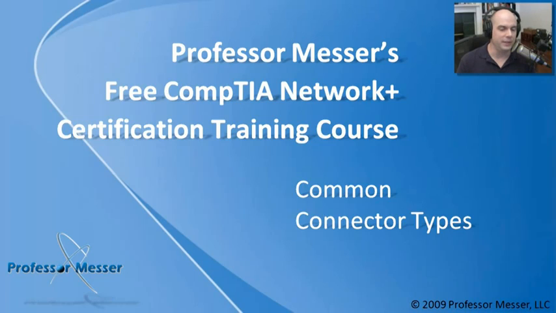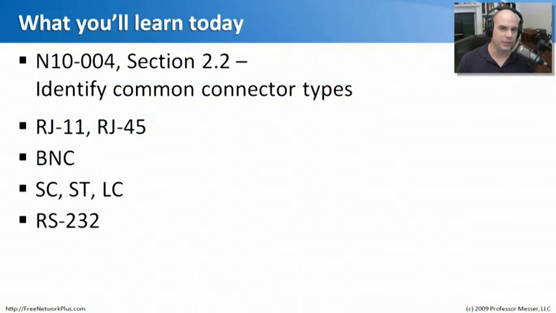I'm James Messer, and in this module we're going to talk about common connector types, the connections that we'll see on the connectors of the network cables that we'll use. They come from our section 2.2: these connector types of RJ11, RJ45, BNC, SC/ST/LC, whatever those are, and RS-232. Let's break them down and look at them individually.